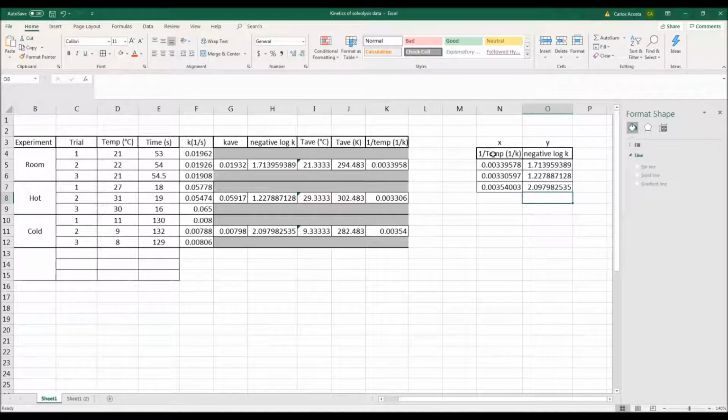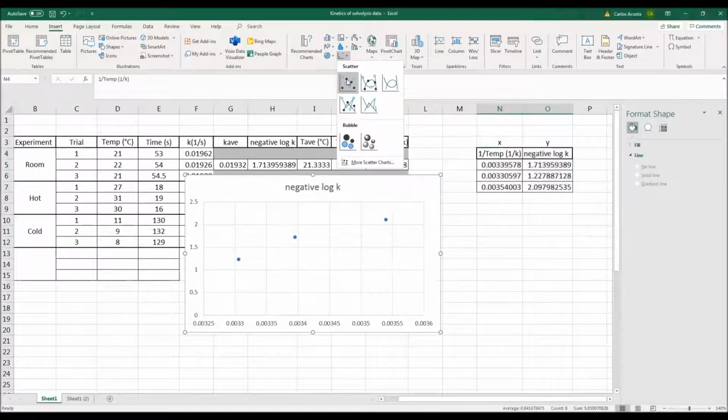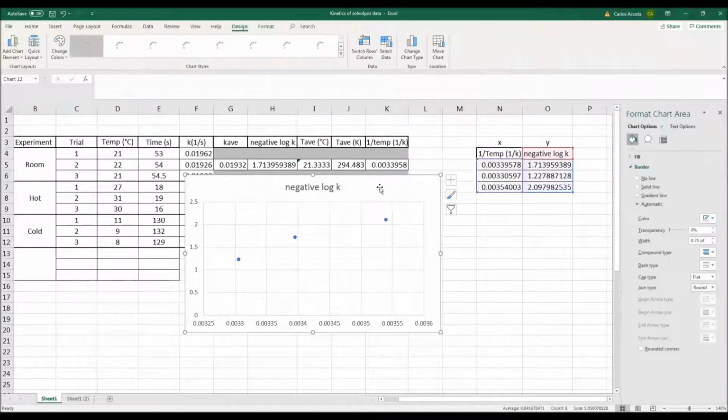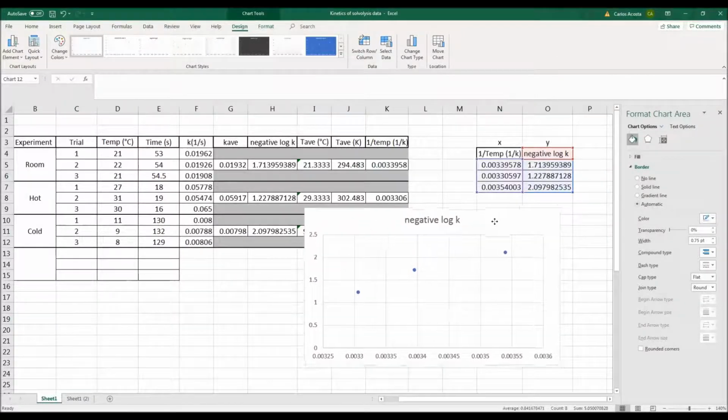So what we're going to do is make a graph out of this data. We highlight the data, we go to Insert, we go to Charts, click the drop-down menu. We want a scatter plot. So you click Scatter. There you go, you have your graph. Now we just need to insert a trend line.